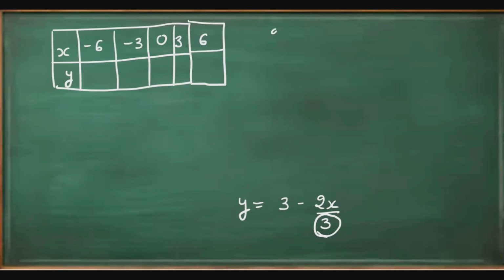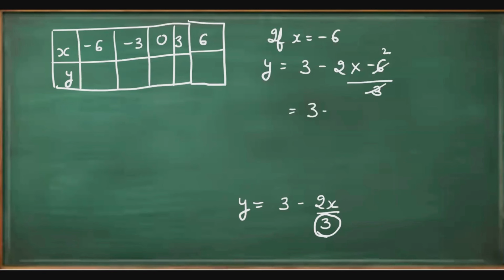Now we will see if x is equals to negative 6, y is equals to, in place of x, we'll put the value of x as negative 6 over 3. We can simplify it. We'll get here 3 minus 2 into minus 2, which is equals to 3 plus 4, which is equals to 7. We'll write on here the value.